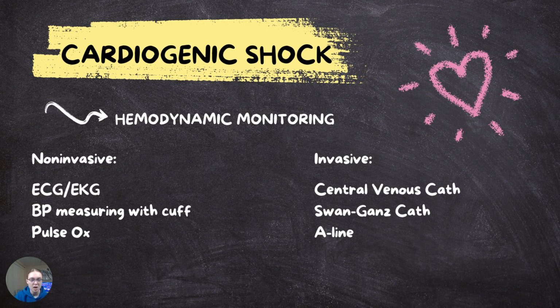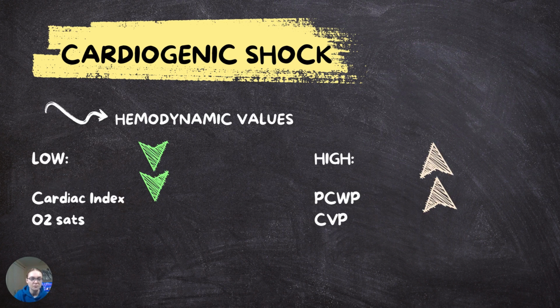For cardiogenic shock, our hemodynamic monitoring is going to be really important. For non-invasive, we're going to have our EKG. We're, of course, going to be looking at our blood pressure. We're going to be using the cuff and a continuous pulse ox to measure our oxygen. Invasive hemodynamic monitoring is going to include a central venous catheter, a Swan-Ganz, and an arterial line. For our values, our low values are going to be our cardiac index and our O2 sats, and our high hemodynamic values are going to be our CVP and our PCWP.